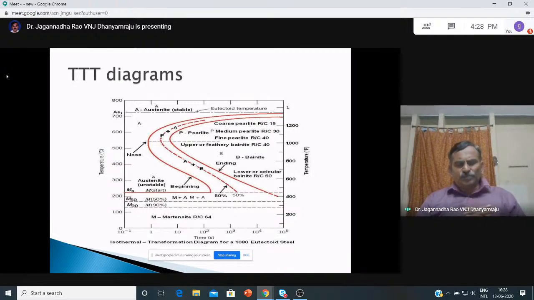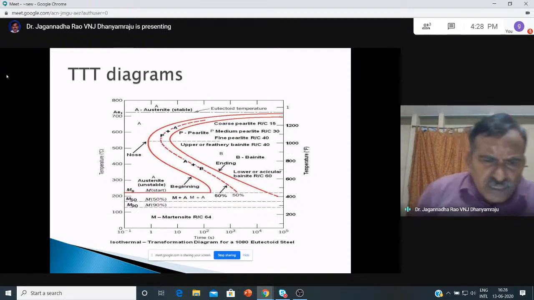That means we have to fix the composition. So for the sake of convenience, let us take eutectoid composition. The same logic can be extended to hypereutectoid and hypoeutectoid compositions also. So I am talking only about the eutectoid steel, which contains 0.8% carbon, right?